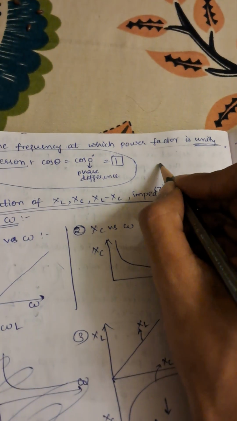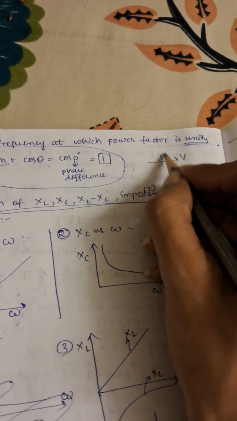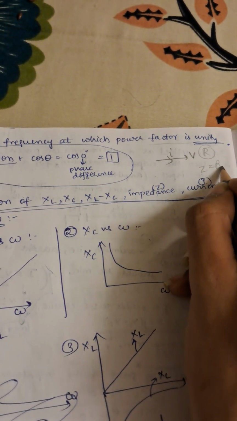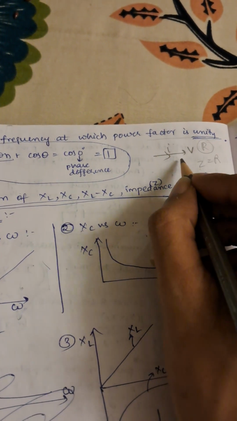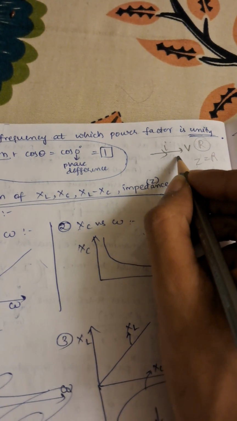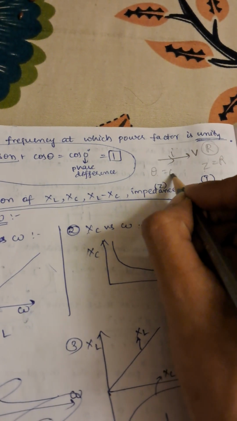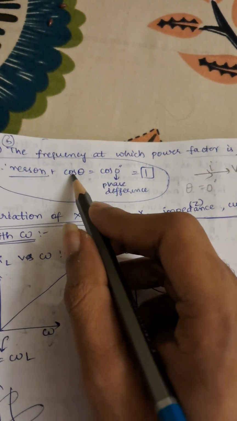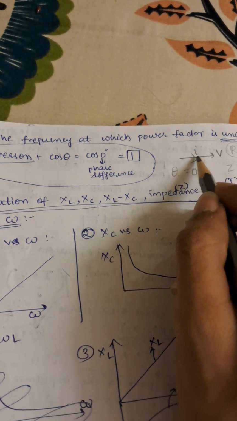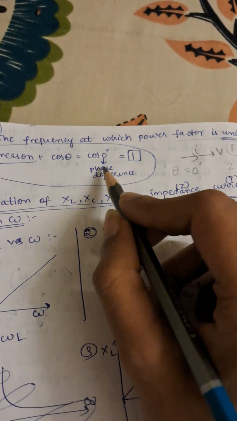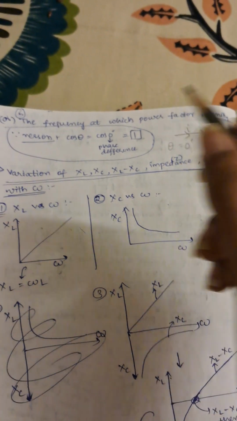Here, as I said, for a resistor, because Z is equal to R at resonant condition, voltage and current move in the same line, meaning the phase angle difference is 0, meaning theta is 0. What is power factor? Cosine of the angle between voltage and current. The angle between voltage and current is 0. So theta is 0, cos 0 is 1. So here, it is the frequency at which the power factor is unity.